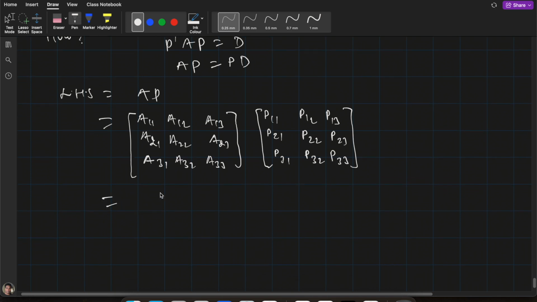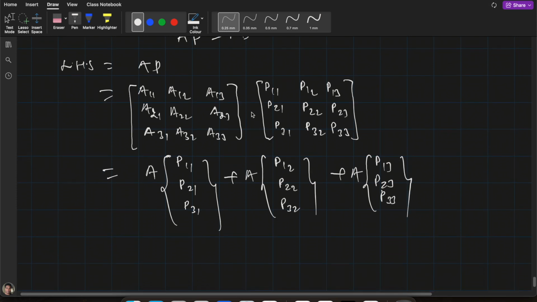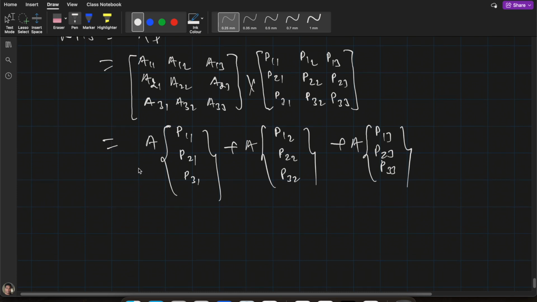Okay, can I write it like this? Just tell me whether it is correct or not. Think about it and tell me. Can I write it like this matrix multiplication? Yes, sir. Shivani? Kalpana, is Kalpana here? Yes. Okay. Yes, sir, we can write. Yes, perfect.